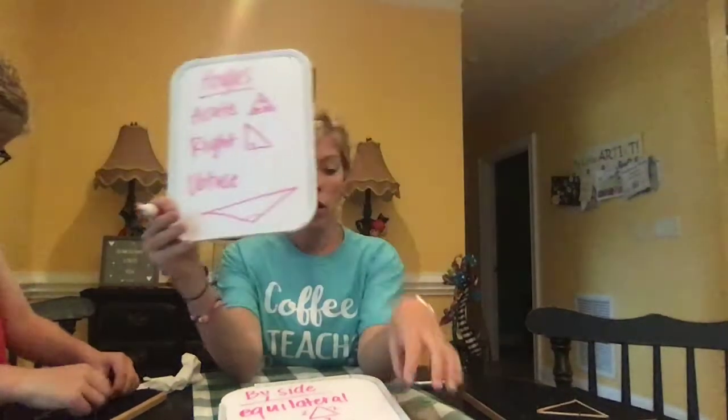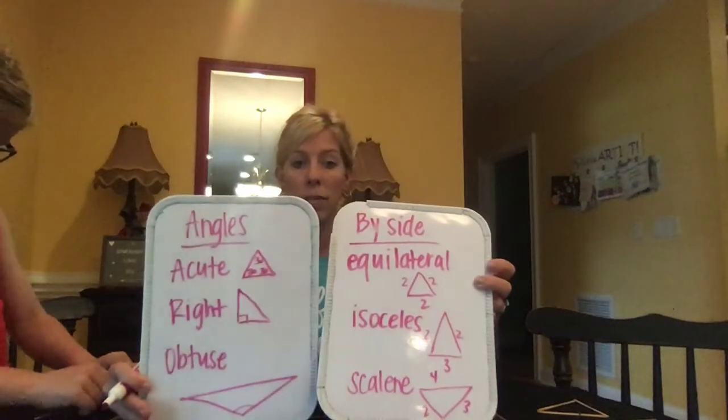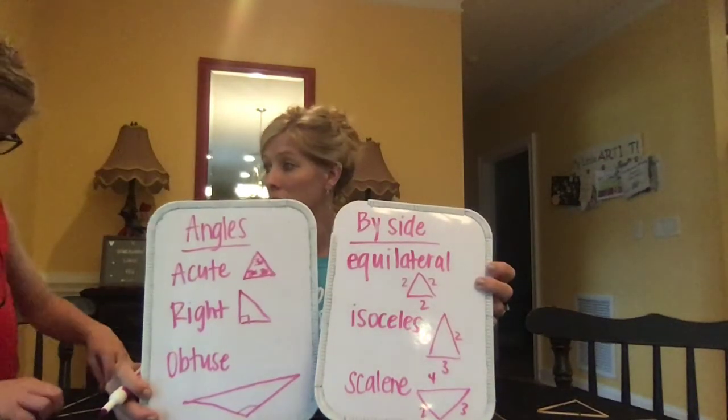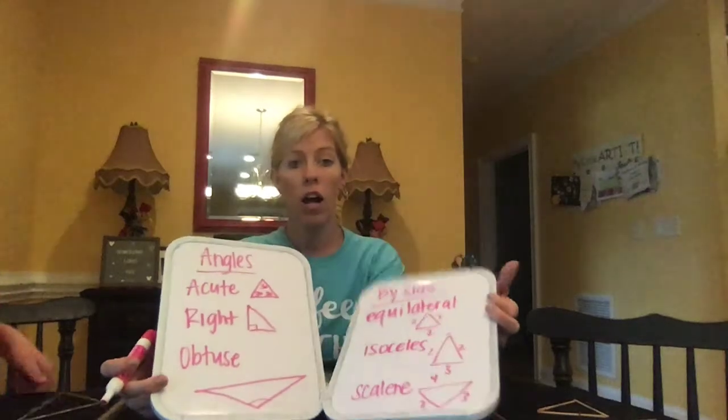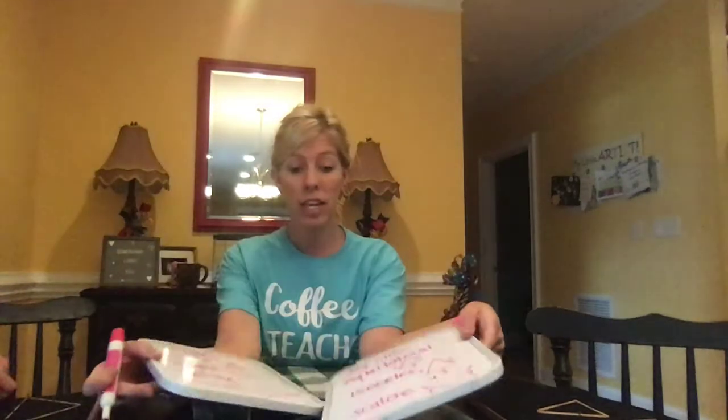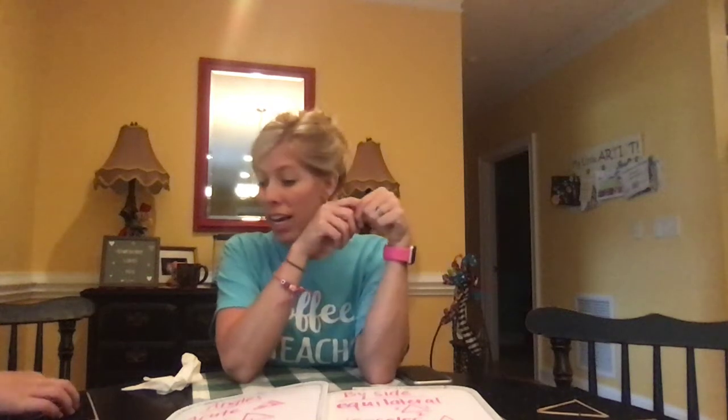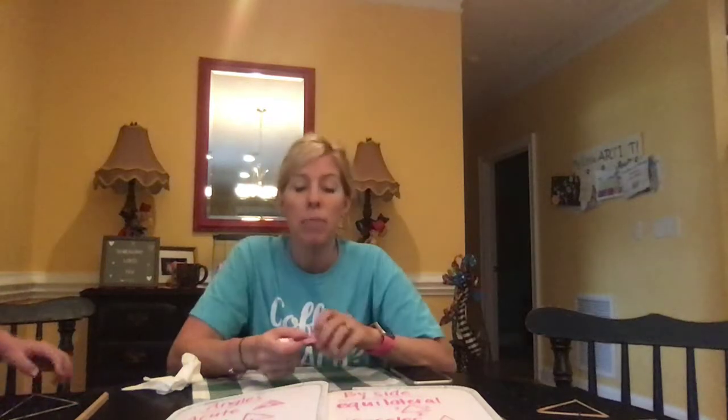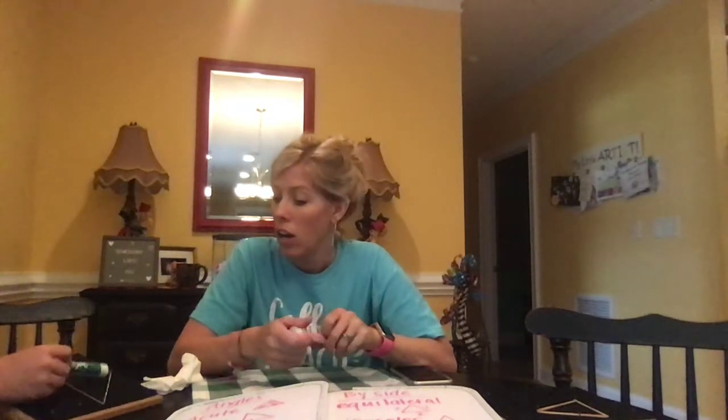Okay? So you've got your triangles listed by their angles and by their sides. And so you can try and draw some that do these. You can try and look around in your house or outside and see if you see triangles and see if you can classify them by their sides and by their angles. Is that acute or obtuse?